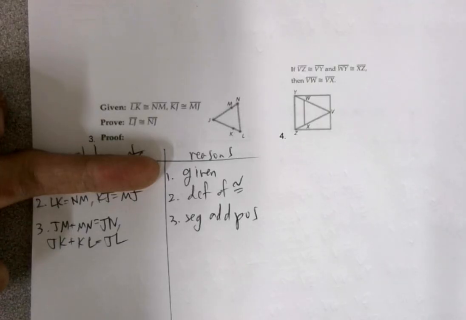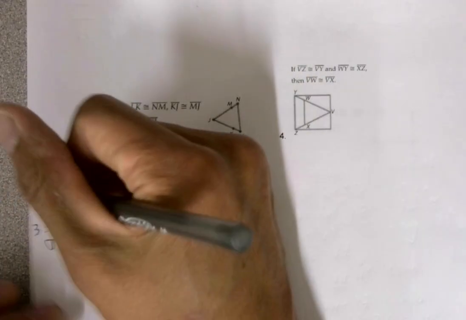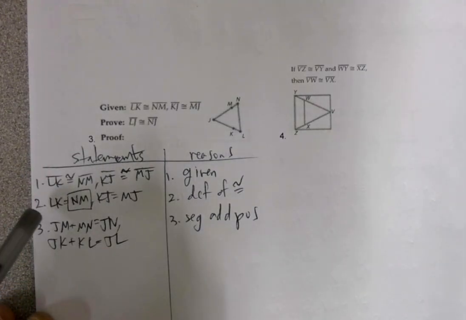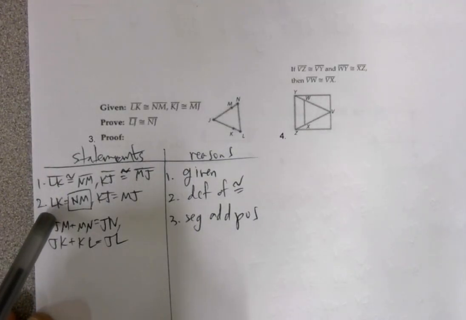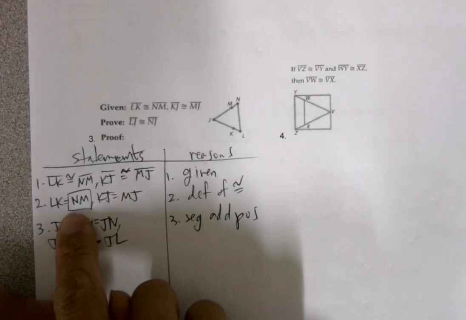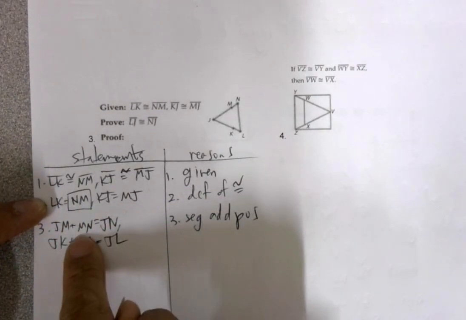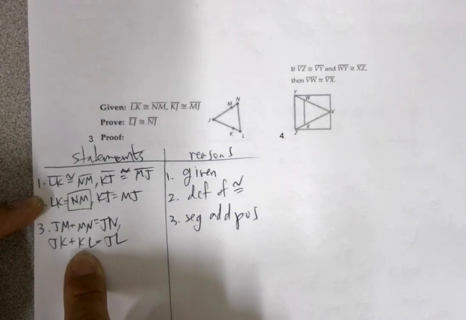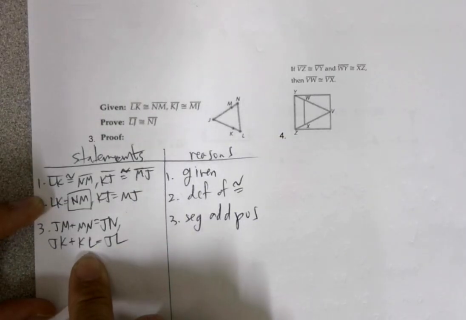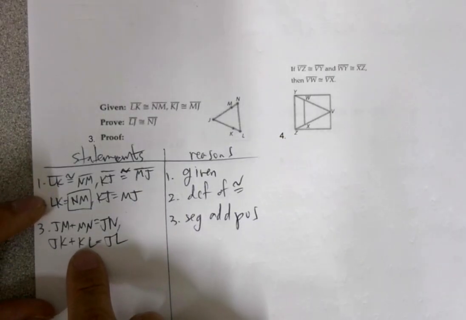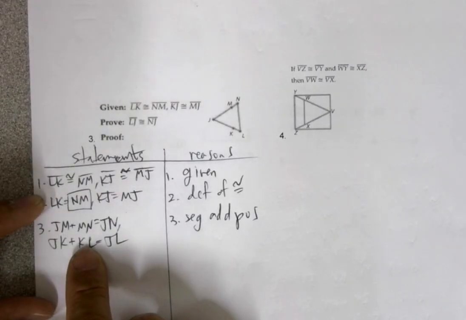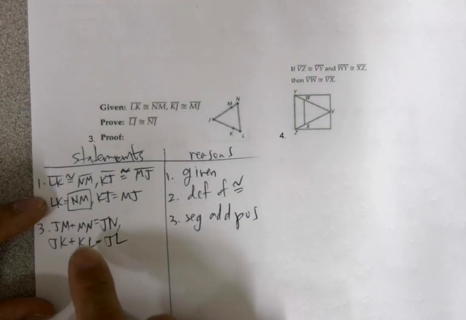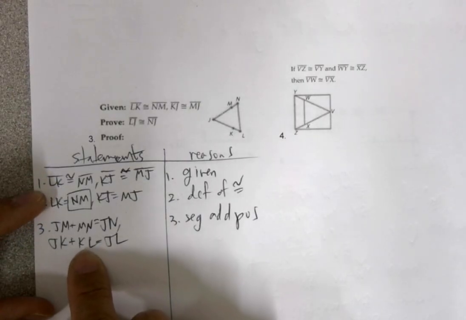Well, I could go ahead and take this MN, and where can I put it? I could put it anywhere I see LK. Do I see LK here? No, I don't. Do I see LK here? No, I don't. Do I see LK in this equation? I don't, but I see KL. LK and KL are the same segment. It's just the order is different. But for segments, the order doesn't matter. LK and KL are the same segment.